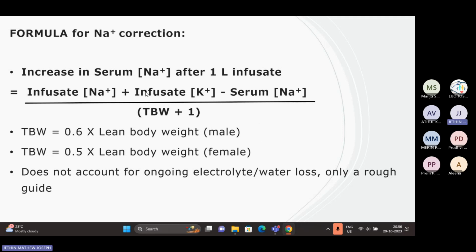So even though many textbooks give this formula, it doesn't really account for any ongoing electrolyte or water loss, and it's only a rough guide. Many formulae have also been shown to overcorrect the sodium levels. So in practice, we usually just go with a fixed rate and not the formula.